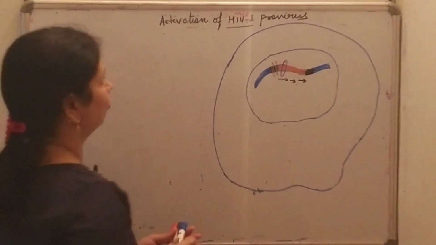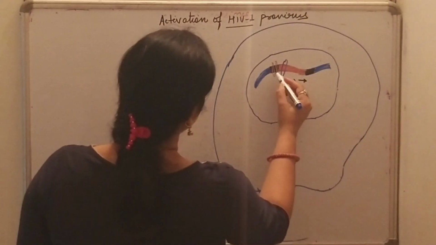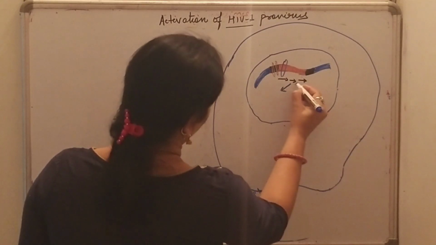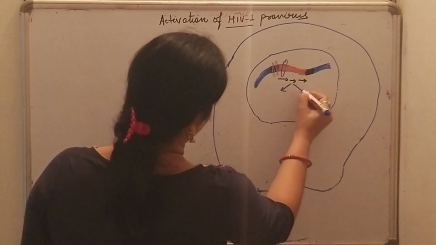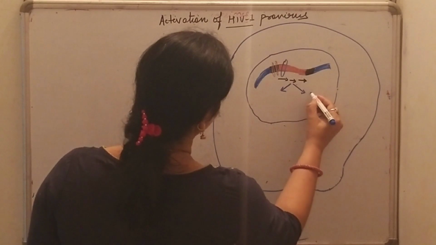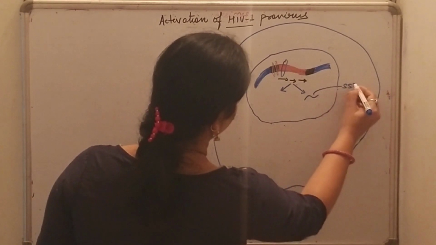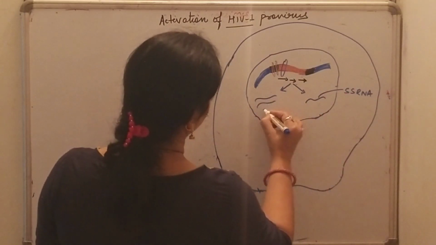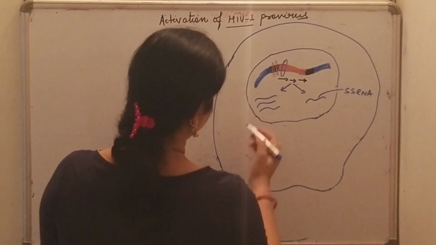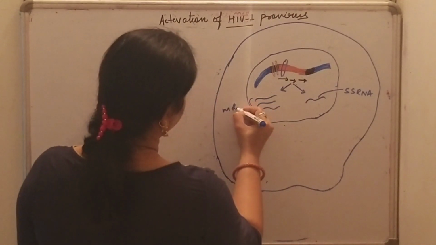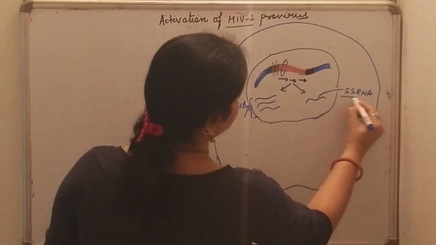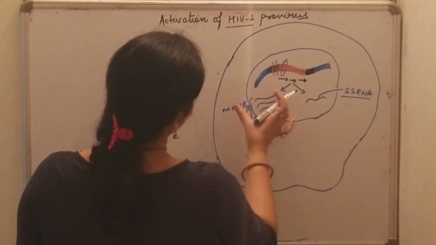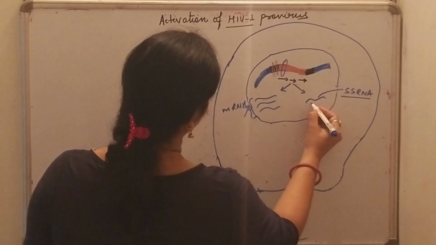So what happens here? First of all, the transcription factors stimulate the transcription of this proviral DNA into genomic single stranded RNA, and after processing, several mRNAs. So this forms the single stranded RNA and the mRNAs. After that, the viral RNA is transported to the cytoplasm.